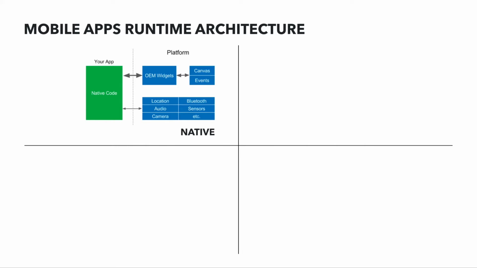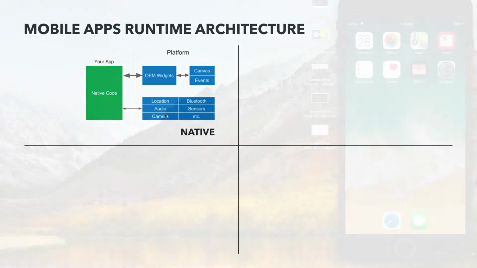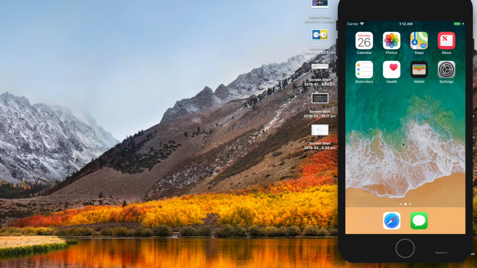You can see in this native architecture, you have your app, your native code, getting in touch with the platform, leveraging the whole list of widgets that you can use to compose your app, as well as APIs that you can use, for example, location, audio, camera, Bluetooth, sensors, and so on and so forth. So let's start now with our first demo.